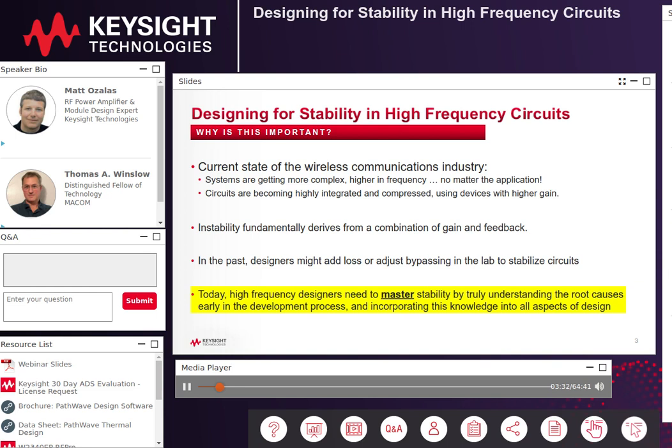In the past, you could just go into the lab, make some adjustments, and eventually stabilize your circuits, but you can't do that anymore with the level of integration that's around today. You need to really master stability by truly understanding the root causes before you build your design. And in today's webcast, we're going to show you how to do that.